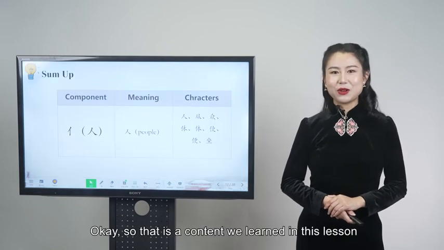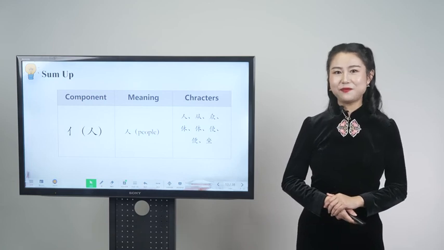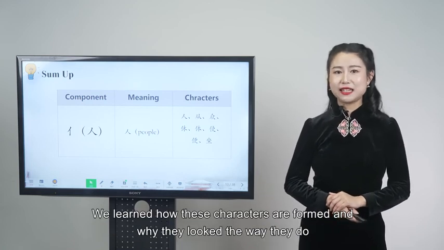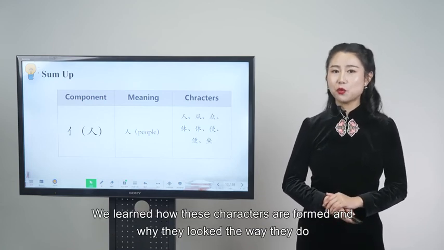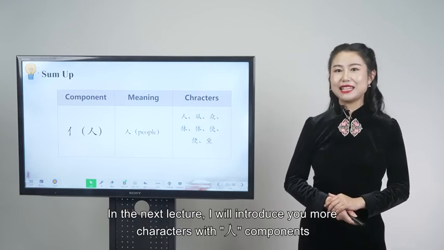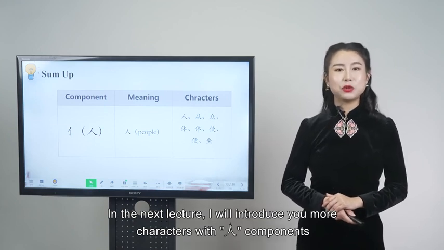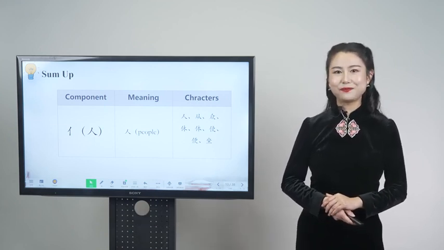Okay, so that is the content we learned in this lesson. We learned how these characters are formed and why they look the way they do. In the next lecture, I will introduce you to more characters with 人 components.